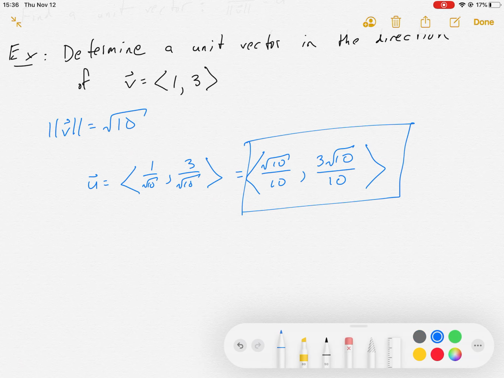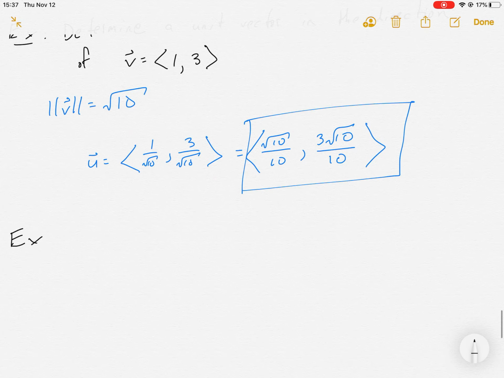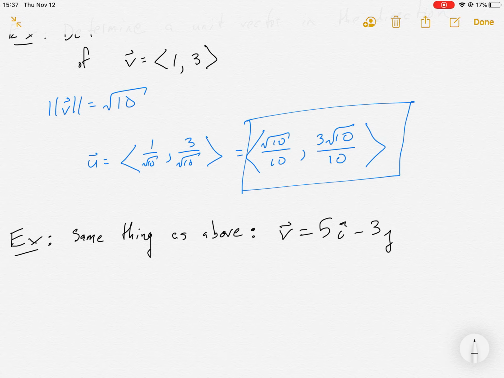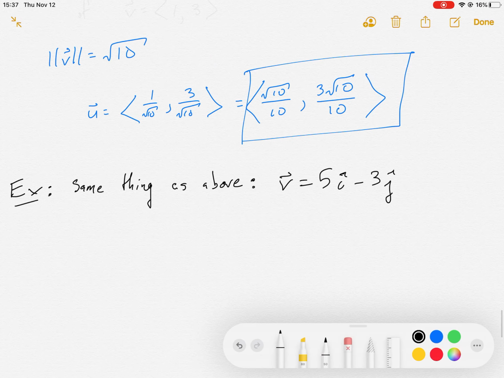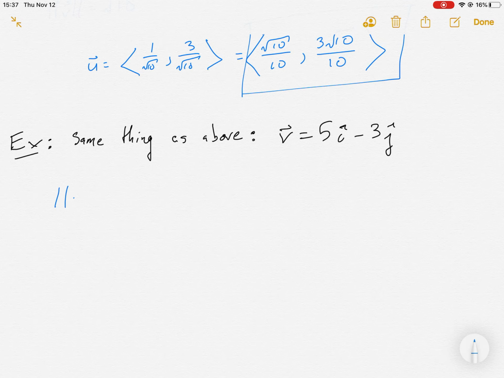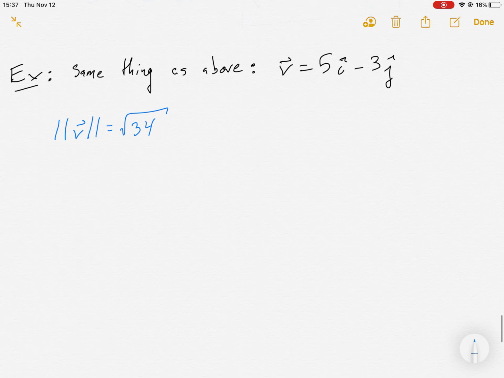Okay, let's just do one more, and this is also just practice with our new linear combination of i hat and j hat, so a new format for writing vectors. So let's do the same thing, determine a unit vector as above, except now we're going to do v equals 5i hat minus 3j hat. Of course, if you want, you can always just convert this back into component form, but what we're going to do is figure out the magnitude of v, which we've done already in a different problem, the square root of 34.